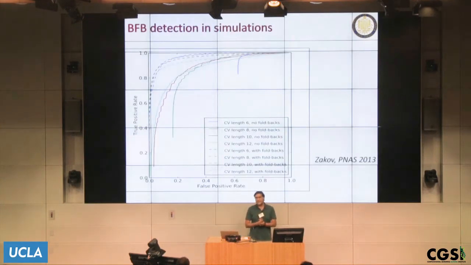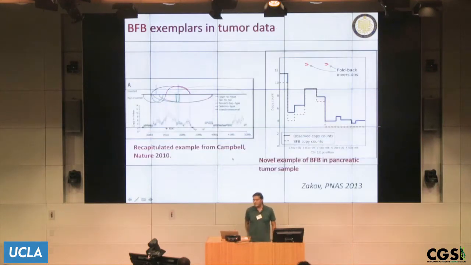So in general, I'll say that the algorithm which we came up with quite a few years back now does very well on both simulated data and in the presence of noise that you introduce. You can see that if you have sufficiently long BFB cycles, then we have about 90% sensitivity given about 10% false positive rate, and so on, right? And we did find a few examples, both recapitulating a handful of previously known examples of breakage fusion bridge, as well as some of our own discoveries.